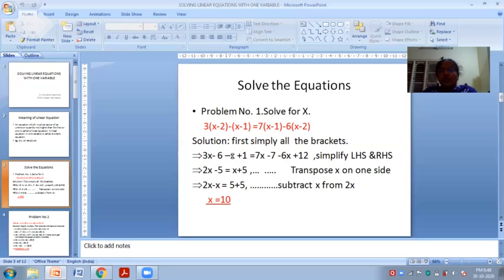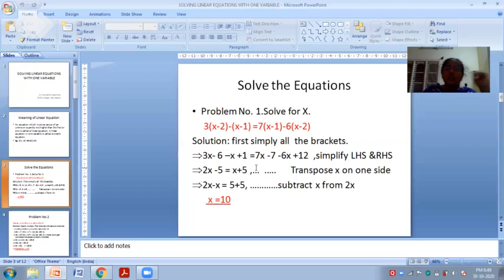Next, simplify the equation on the LHS itself and the RHS itself. See here, how many x are there? 3x. Here, minus 1x. Therefore, subtract the x from the 3x because this is the bigger number. How much x is remaining? Only 2x, because 3 minus 1 is equal to how much? 2. Therefore, 2x is remaining. Next here, minus 6 is there, plus 1 is there. The greater number is minus 6 and the smaller number is plus 1. So subtract the numbers, and we get minus 5.